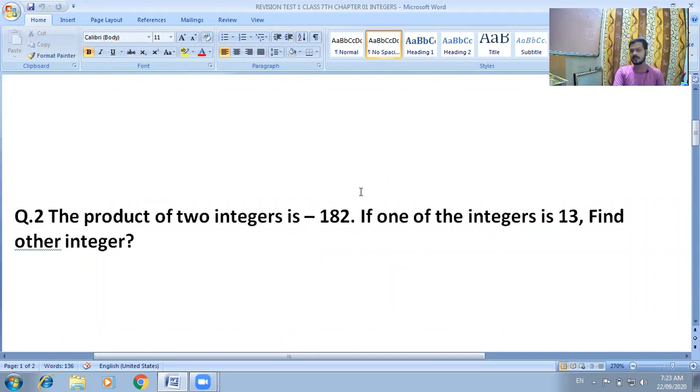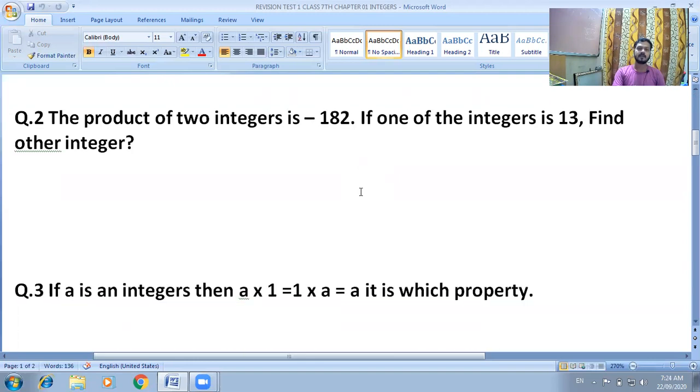The multiplication of two integers is minus 182. If one of the integers is 13, find the other integer. Okay, what is given is that the multiplication of two integers is minus 182, and one of them is 13. Calculate the other integer. Recall your concept. How can you calculate the other integer?